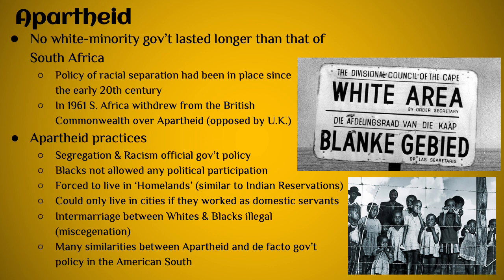Intermarriage between whites and blacks was illegal. It was called miscegenation. Incidentally, it was also illegal in southern states until the late 1960s. And so, there were a tremendous amount of similarities between the apartheid government and the government of a lot of states in the American South.